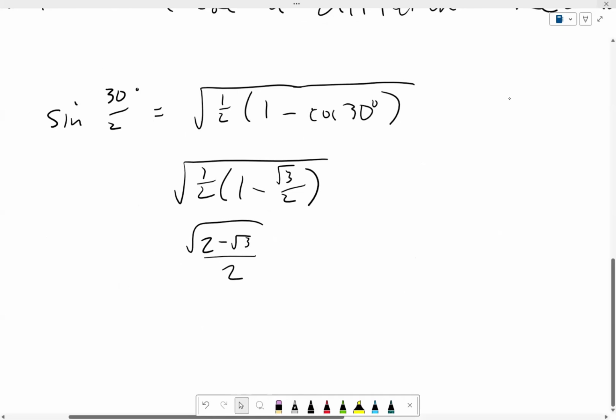So I don't want you to worry. If it's a test or quiz, just leave it in that form. Don't think I need to simplify somehow, even if it makes you rationalize stuff.